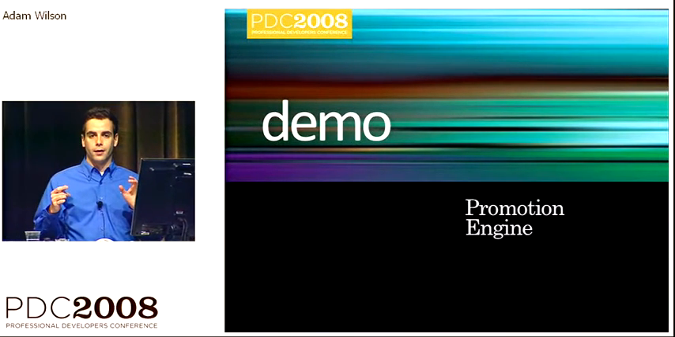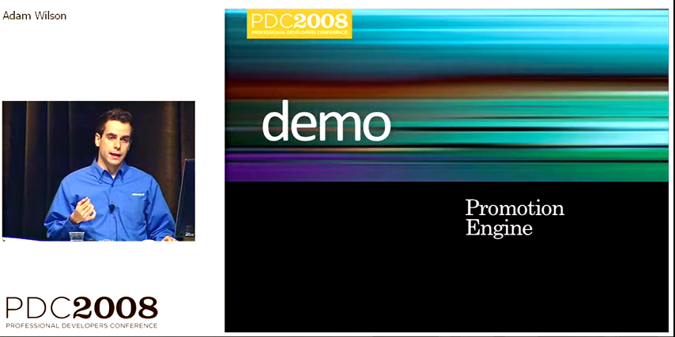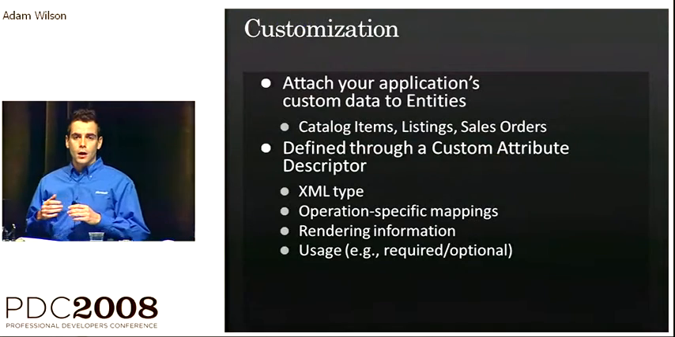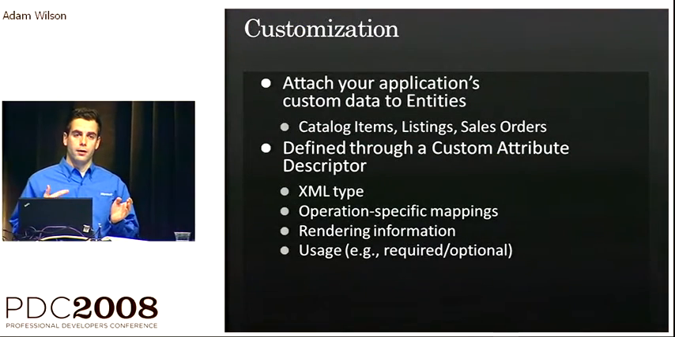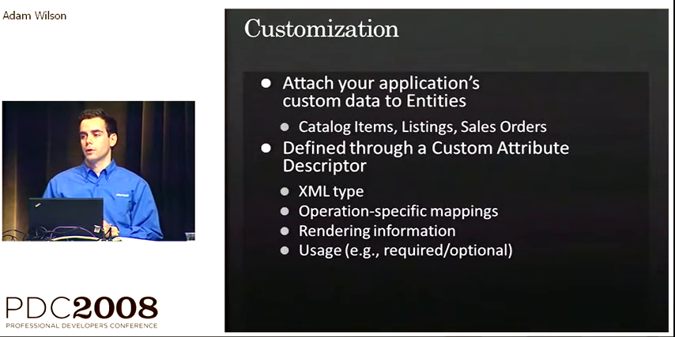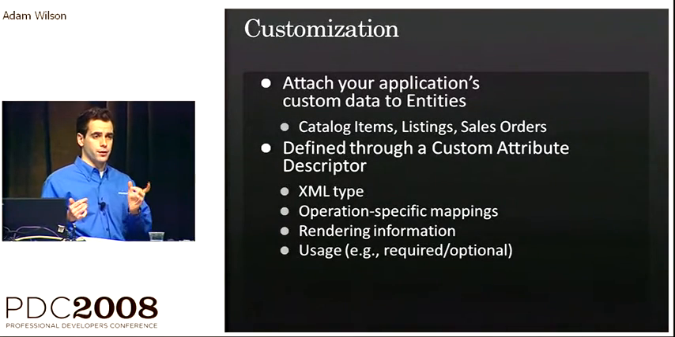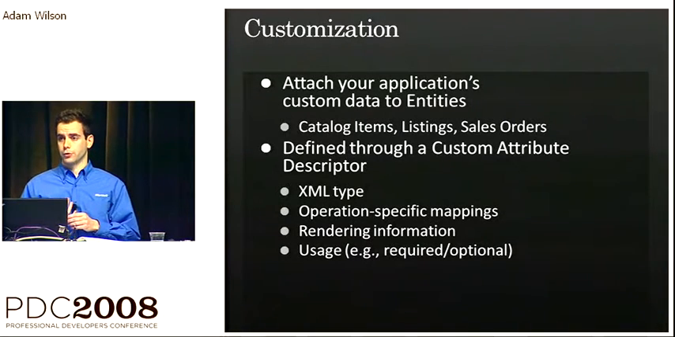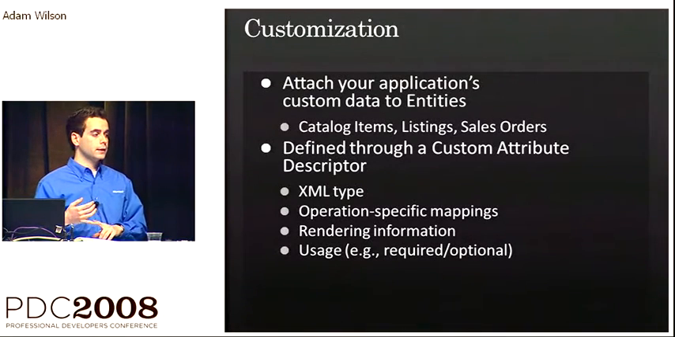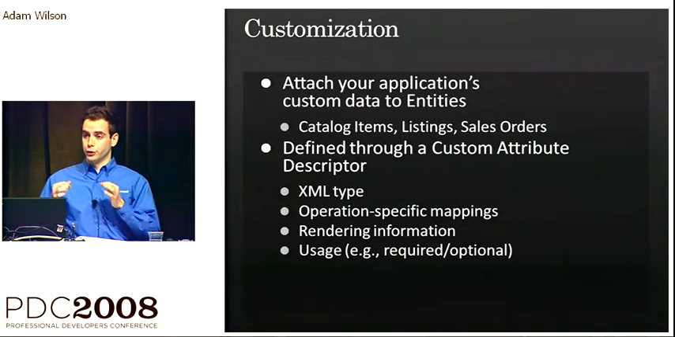So there are just a few more concepts I want to cover first. The first is, I talked a little bit about customization before in the context of a marketplace provider defining custom attributes for their listings. But really, we have customization throughout our API here. You can attach custom attributes to any entity in our system, to a sales order, to a catalog item, to a listing. And this is defined through one of the descriptors I described, a custom attribute descriptor. And this is a piece of metadata that describes the XML type of the attribute you're defining, any mappings that are associated with that. And these are dependent upon the entity you're describing it on.